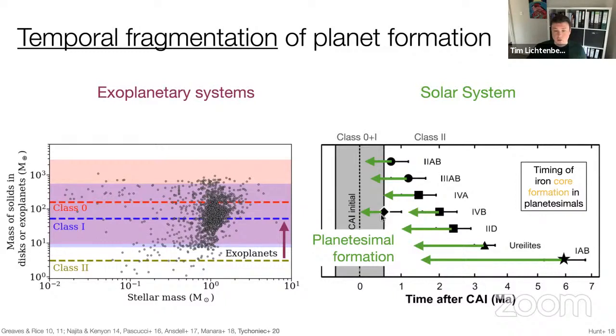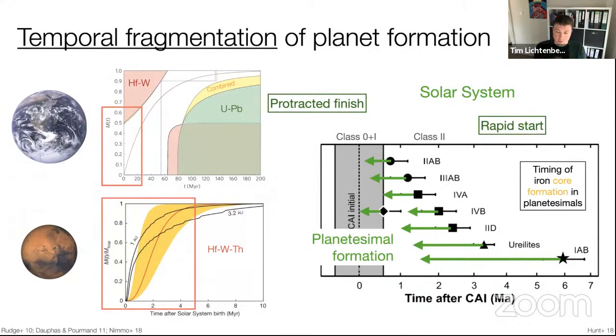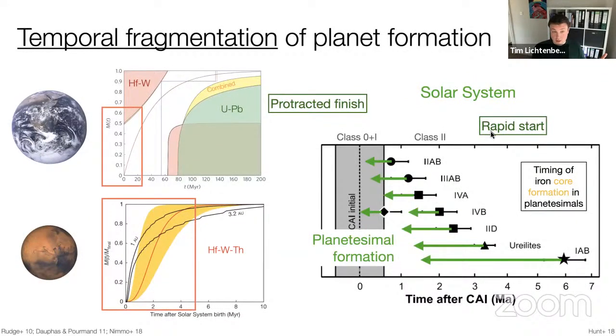But this is not the only thing that we know about the chronology of planet formation. From the solar system specifically, we also know that the onset of terrestrial planet formation was early in the inner solar system, as illustrated by these ages here. But we also know that it was protracted. So it didn't just start quickly and then finish quickly, but it took quite some time. And this is derived also from cosmogeochemical constraints, here specifically the hafnium-tungsten and uranium-lead dating systems, which tell us that the mass of the proto-Earth took at least about 100 million years for the Earth to finally assemble.